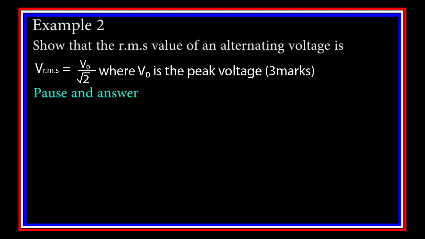Example 2. Show that the RMS value of an alternating voltage, VRMS, is equal to V naught over root 2, where V naught is the peak voltage.